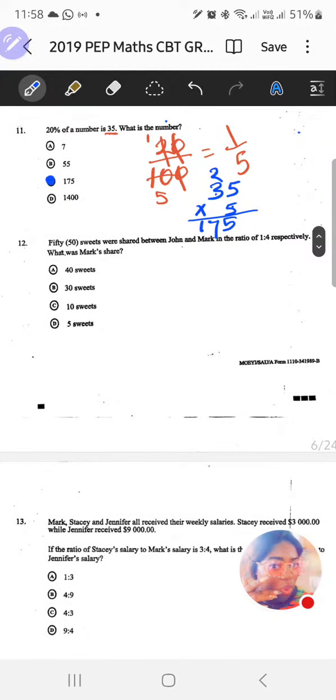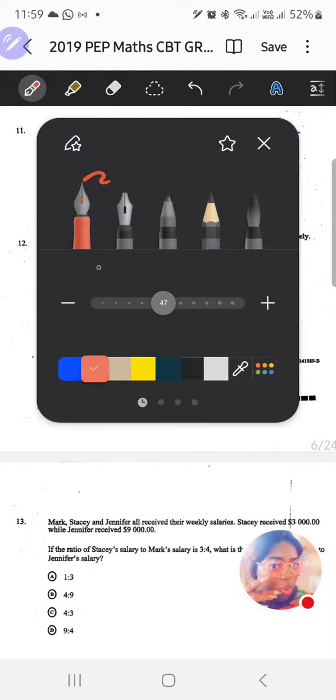Okay, let's move on to number 12. 50 sweets were shared between John and Mark in the ratio of 1 to 4 respectively. What was Mark's share? It means that we have a set of sweets and 4 of these. Let me start with John. So one of this part was John's because it says 1 to 4.